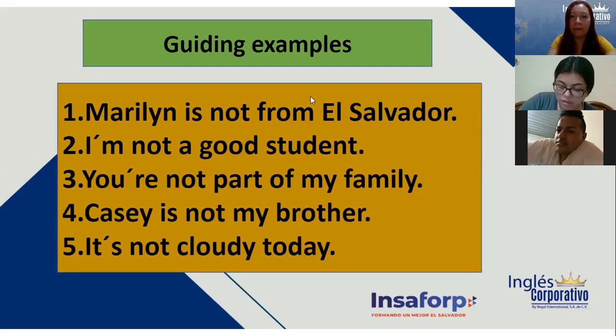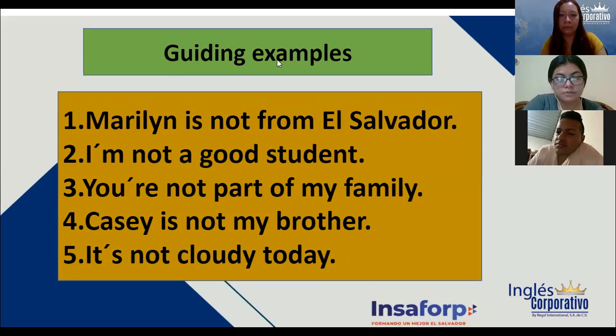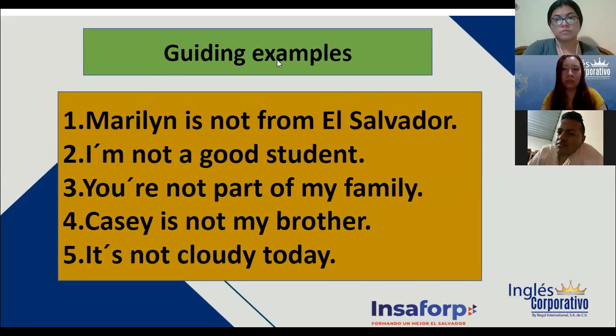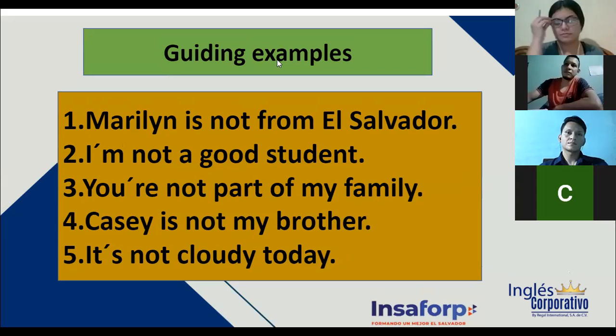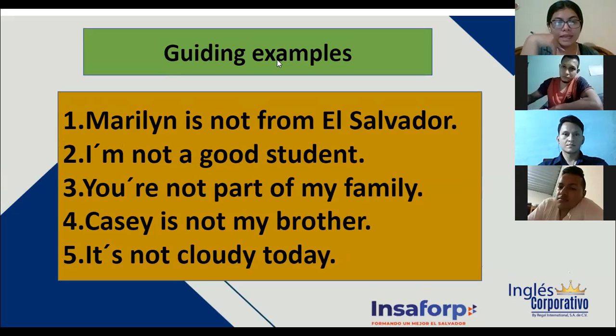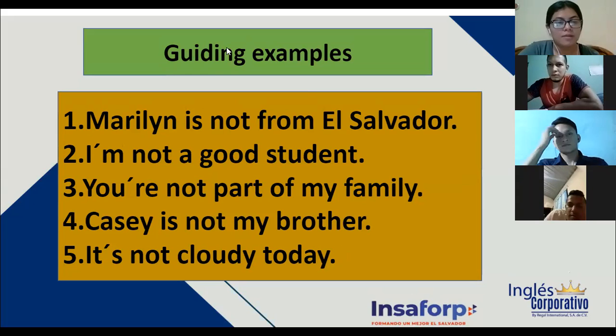All right. And we have 5 sentences in here. We need 5 volunteers. Veamos. Voluntarios, voluntarios. Thank you. Alexa, you will be number 1. Manuel, you will be number 2. Edwin, number 3. Jason, number 4. And Tatiana, number 5, please. Veamos.